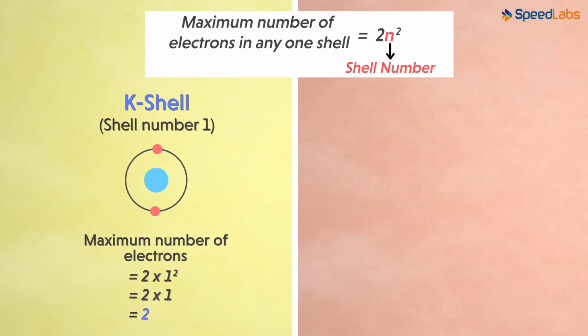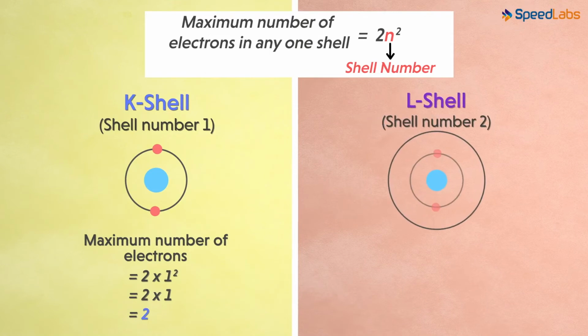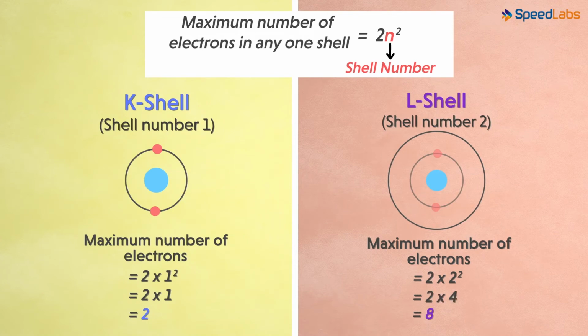Similarly, if we wish to calculate it for the L shell, that is the shell number 2, we get 2 times 2 raised to 2. That is 2 times 4, which is 8. So what does this number 8 tell us? Yes, it tells us that a maximum of 8 electrons can be present in the second shell.